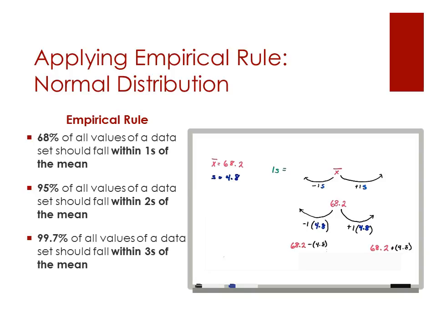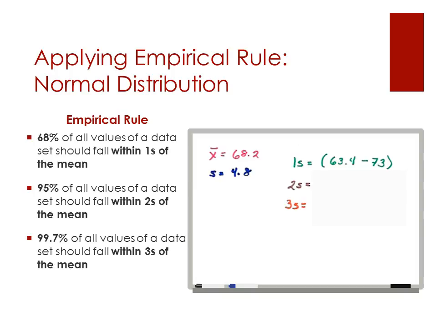So go through and do these calculations, and then when you finished it, let's move on to the next slide and we'll check them together. Right, you should have gotten 63.4 for your lower of the 1 standard deviation and 73 for the upper level of the 1 standard deviation.